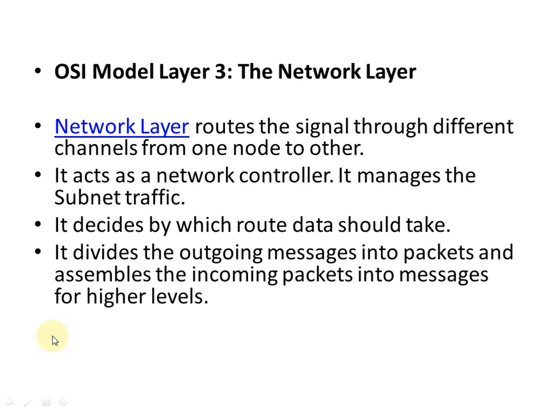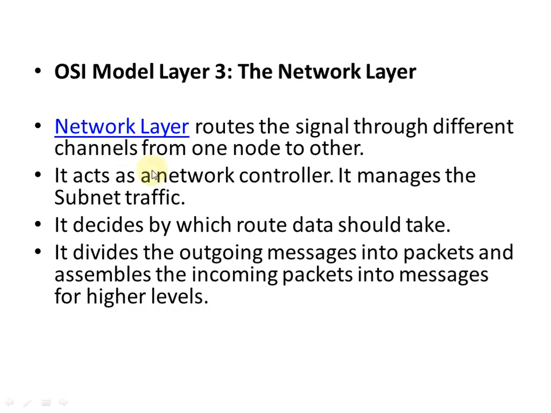Next layer is the network layer. The network layer routes the signal through different channels from one node to another. It acts as a network controller. It manages the subnet traffic. It decides by which route data should take. It divides the outgoing messages into packets and assembles the incoming packets into messages for higher levels.